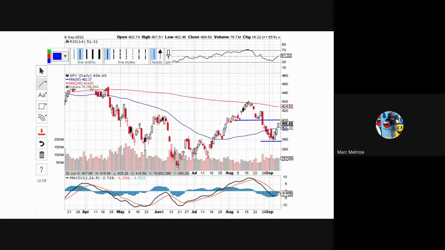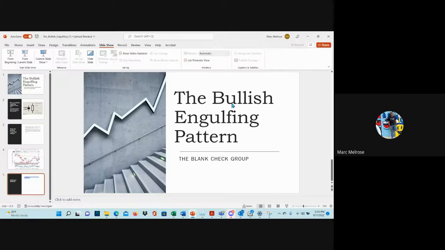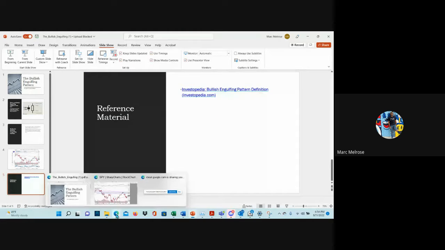All right. So if you wanted a deeper dive into the bullish engulfing pattern, you can always go to investopedia.com. Just type in the bullish engulfing pattern, and you'll find the article, and they'll teach you about the origins of this pattern and who created it and the success rate of it. And that's all I have for the pattern of the week. So does anyone have any stocks that they wanted to go over today?